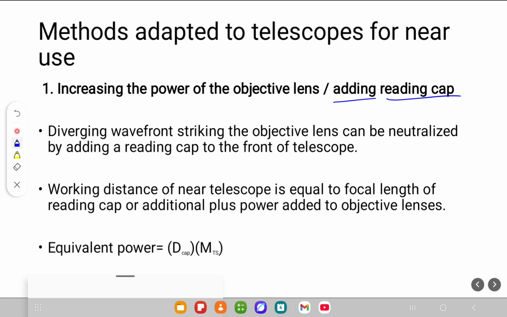Let's first read. Diverging wavefront striking the objective lens can be neutralized by adding a reading cap to the front shelf. The working distance of the telescope is equal to the focal length of the reading cap, or the additional power of the add. The equivalent power we can calculate from the power of the reading cap and the telescope magnification. This is how it works.